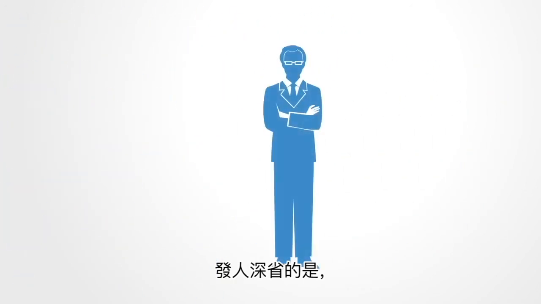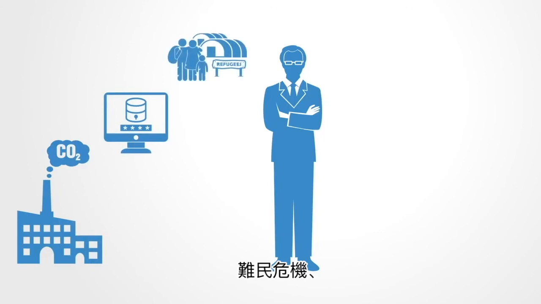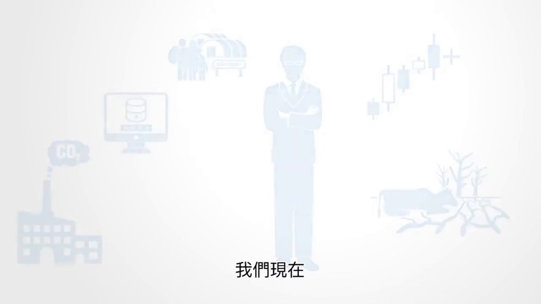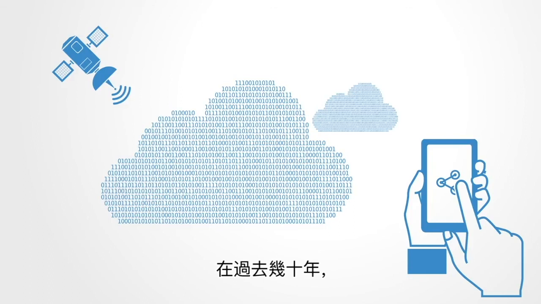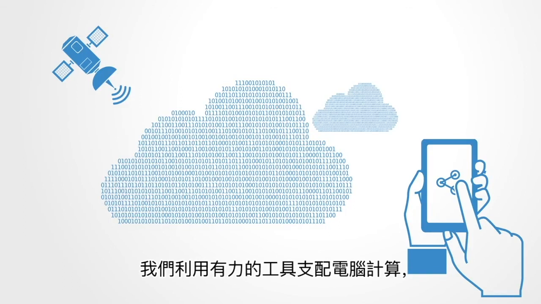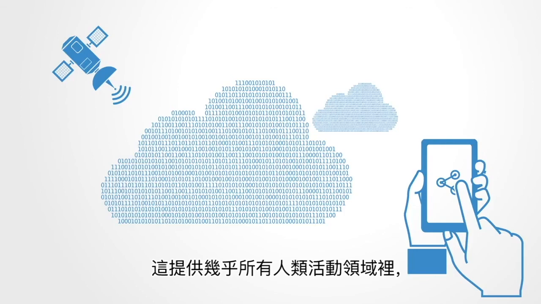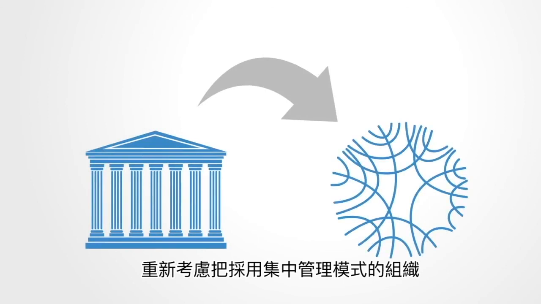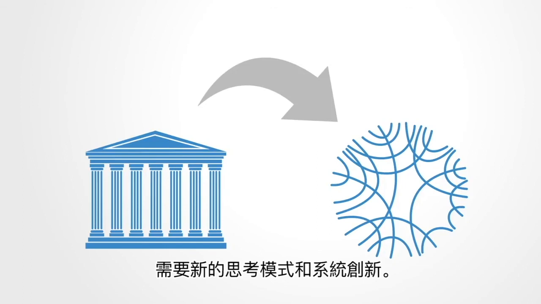It is sobering to remember that we have not yet solved even one of the existing global issues, from climate change to cybersecurity to a refugee crisis to financial instability to soil erosion, and none of them are getting any better. But today, we have a powerful new set of technologies with which to build new organizational structures. In the past decades, we have put powerful tools for computation in the hands of many and interconnected us all with telecommunications networks. This offers the potential to innovate in virtually all spheres of human activity, to rethink virtually all of these systems as we turn the centralized organizations of today into the open networks of tomorrow. But doing that successfully requires new ways of thinking and systems innovation, the workings of which we will be exploring during this course.